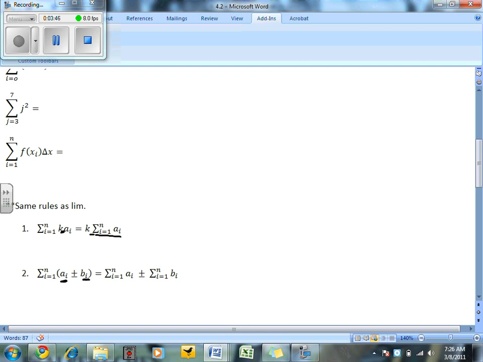Either way. All right. And notice when we do them separately, they're both going to have the same upper and lower bound. Here's your upper, and here's your lower bound. They're both going to have the same upper and lower bound. Okay?